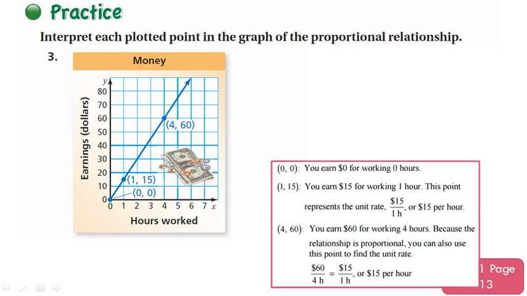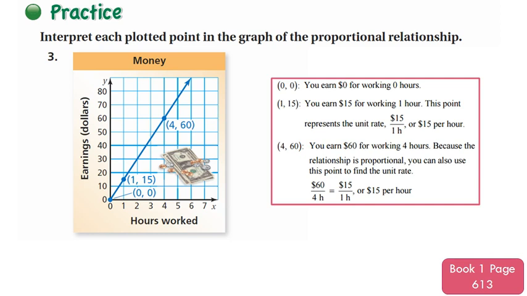Hello, welcome back. Let's see if yours match the interpretation here. At (0, 0), you earned $0 for working 0 hours. That makes sense. At (1, 15), you earned $15 for working 1 hour. This point represents the unit rate, $15 per hour. At (4, 60), you earned $60 for working 4 hours. Because the relationship is proportional, you can also use this point to find the unit rate, $60 for 4 hours. If you divide both sides by 4, you'll also get $15 per hour.